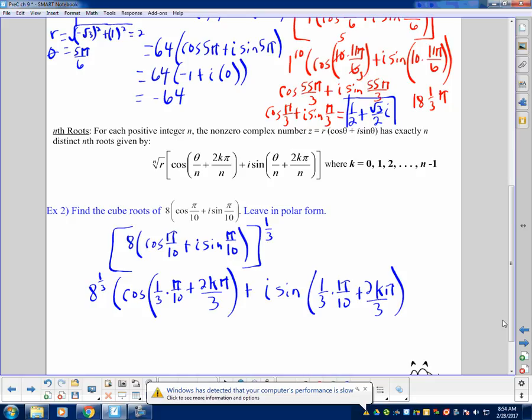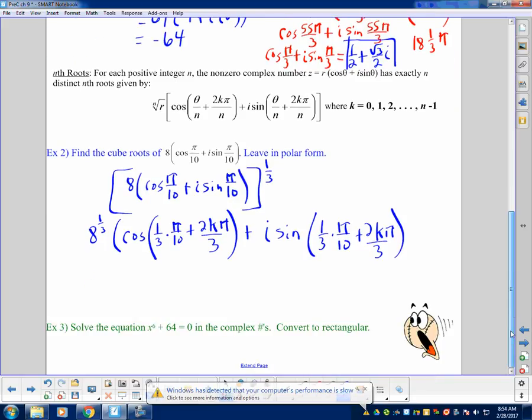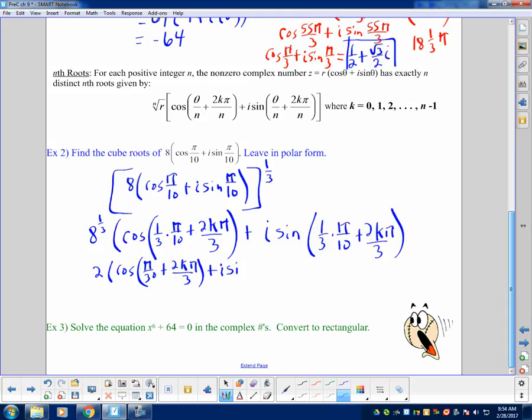All right. So 8 to the 1/3. I picked 8 for a reason. It's 2, yeah. So we have 2, and then we have cosine of pi over 30 plus 2k pi over 3 plus i sine the same thing, pi over 30 plus 2k pi over 3. So that's cleaned up for us.